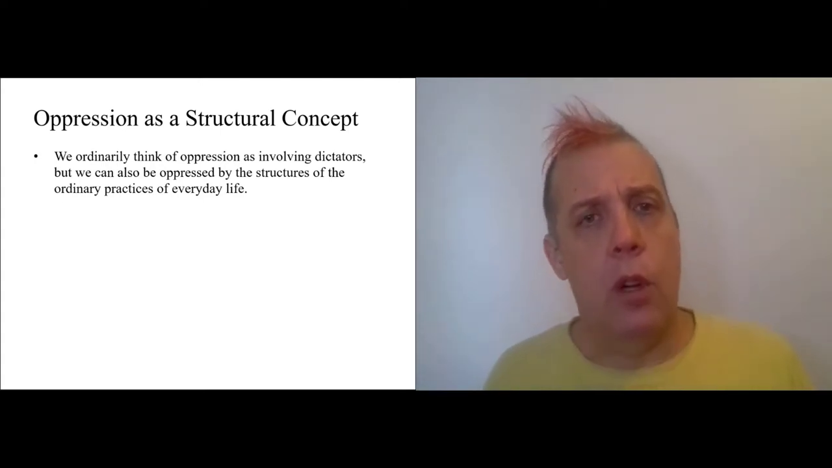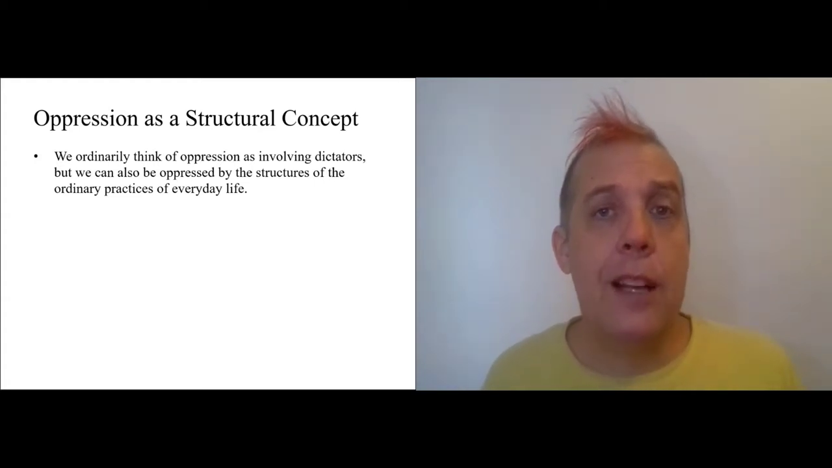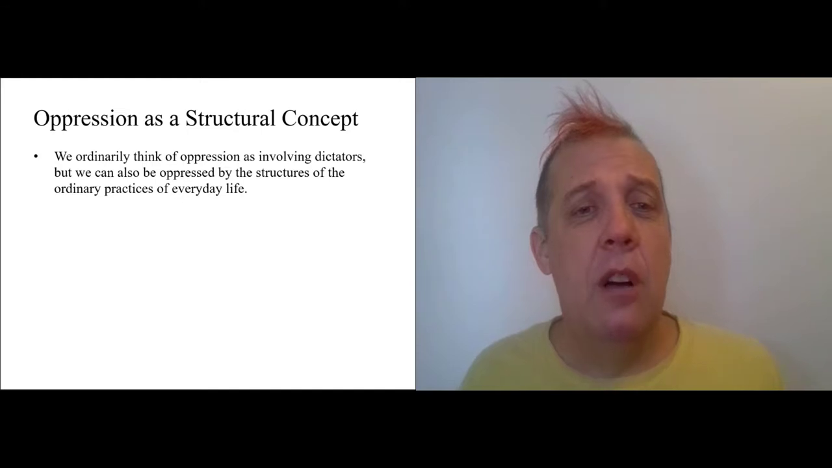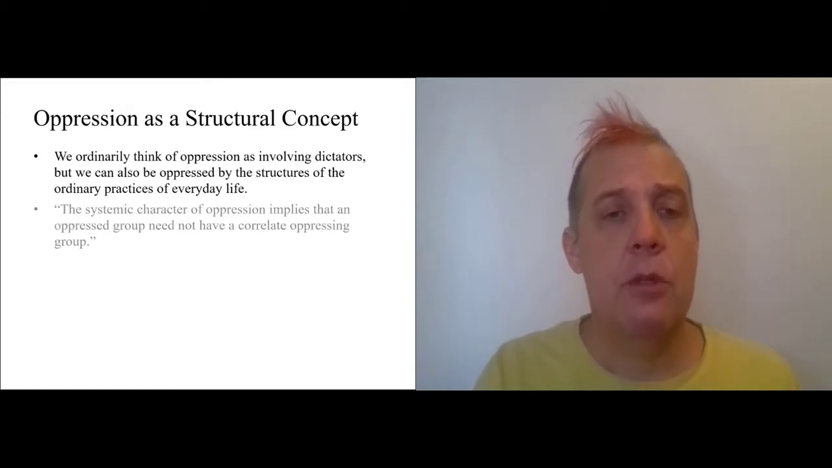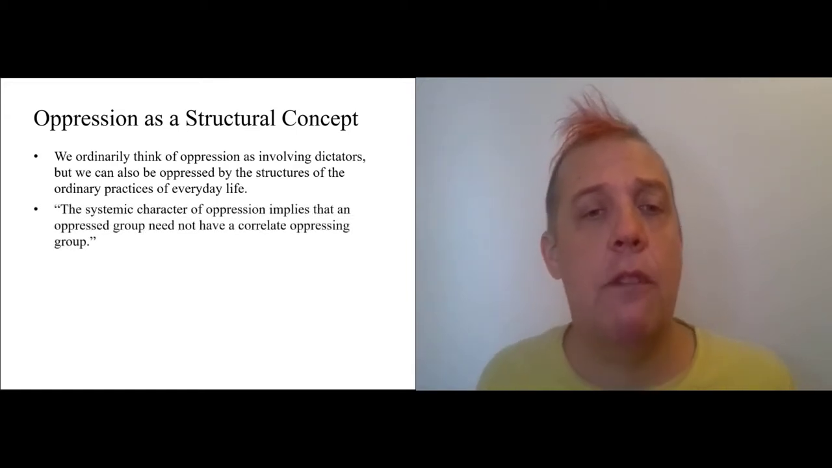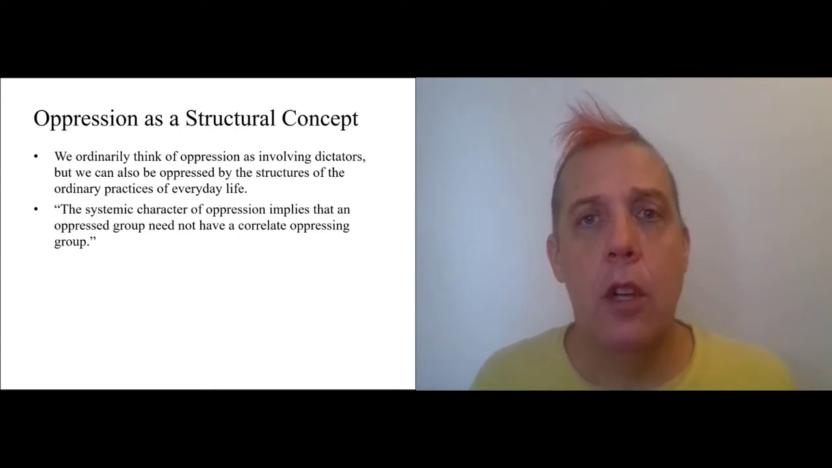In the real world, dictators exist, dictators oppress, but ordinary practices of everyday life can also be oppressive. So what she says is that the systematic character of oppression implies that the oppressed group need not have a correlate oppressing group. That is, you don't need to have straightforward villains here. You could just have a society that is ordered wrong.